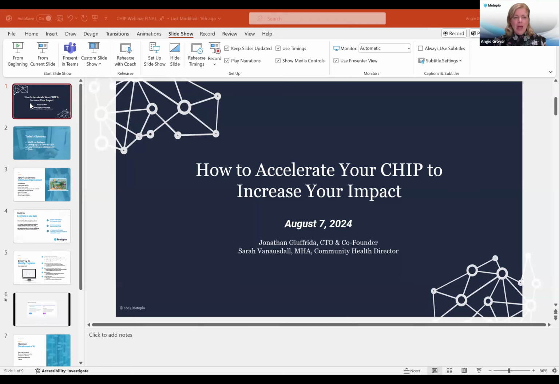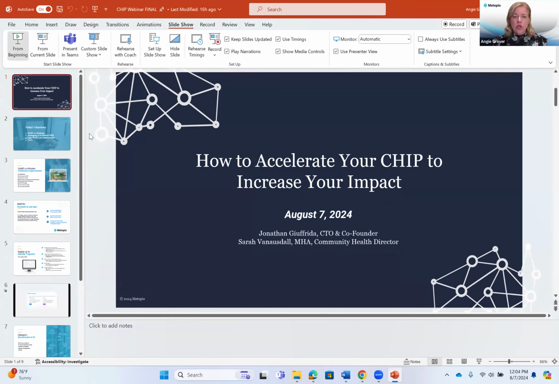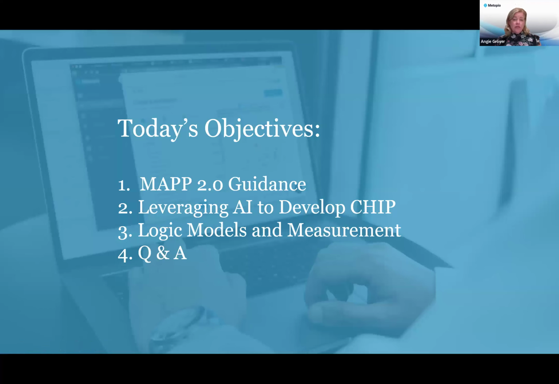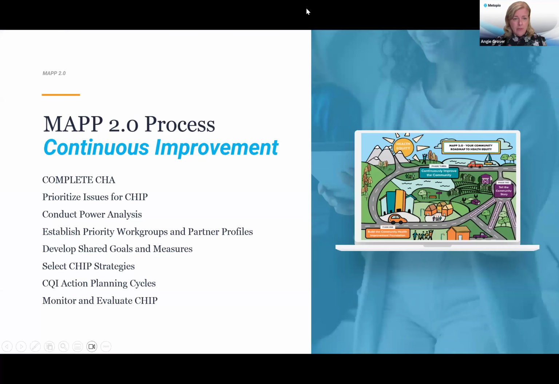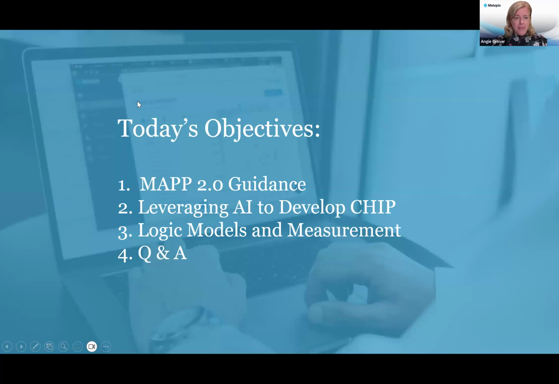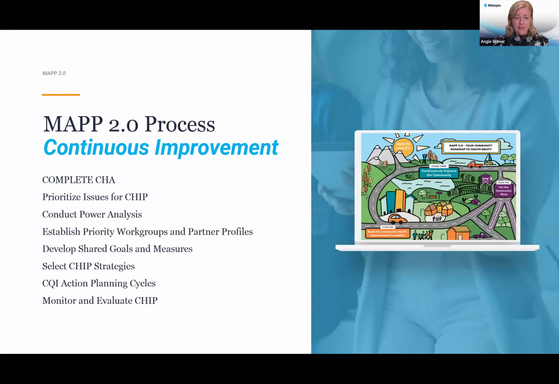And give you an overview of our webinar today. So we're going to refresh. If you didn't join us for our MAP 2.0 Community Health Assessment webinar, we're going to touch on MAP 2.0 guidance for the CHIP, and how we're going to leverage AI to develop our CHIP. Talk about logic models and measurement for those of you who had checked those boxes, and take Q&A. So with that, I'm going to get started by turning the webinar over to Sarah.